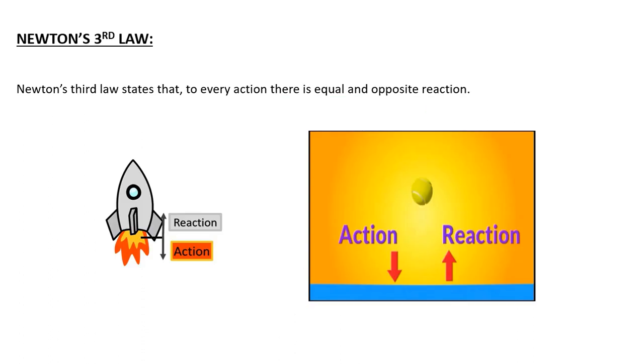Newton's third law. Newton's third law states that to every action there is an equal and opposite reaction, which means whenever we apply a force on any object, a reaction force will act in the opposite direction and will be equal to the action force. As in this figure, when this rocket exerts a thrust on the ground, then the ground in return exerts a reaction on this jet, which helps this jet to take off.